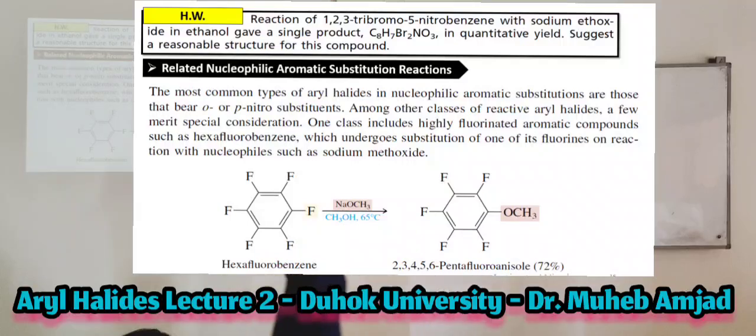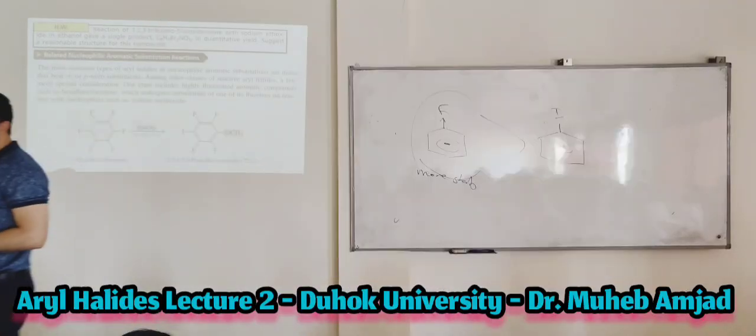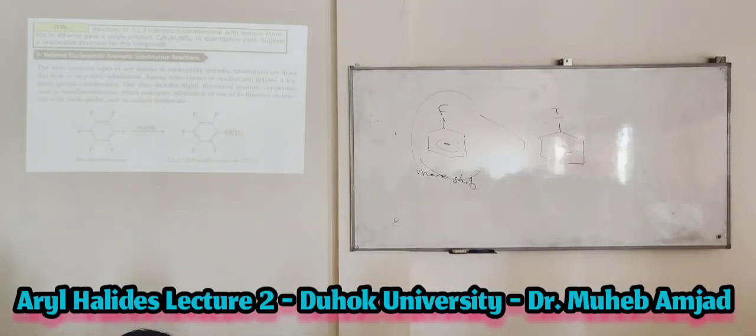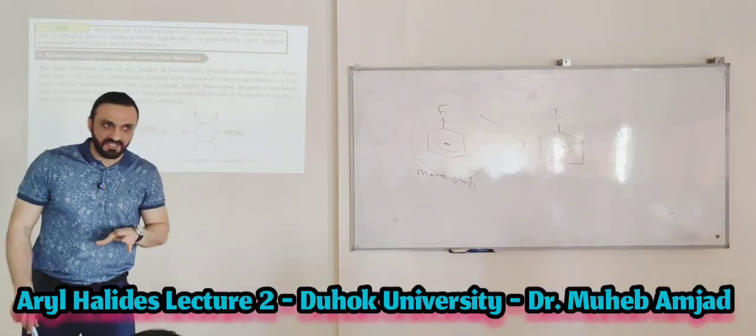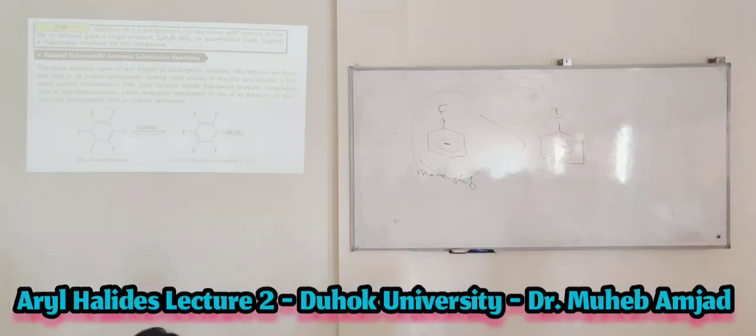Now, related nucleophilic aromatic substitution. Some nucleophilic aromatic substitution can actually happen without a nitro group. There is no nitro group substituent on the aromatic ring, but substitution can happen in special reactions, not overall. So we say these are related nucleophilic aromatic substitution reactions. I will give you two examples here.